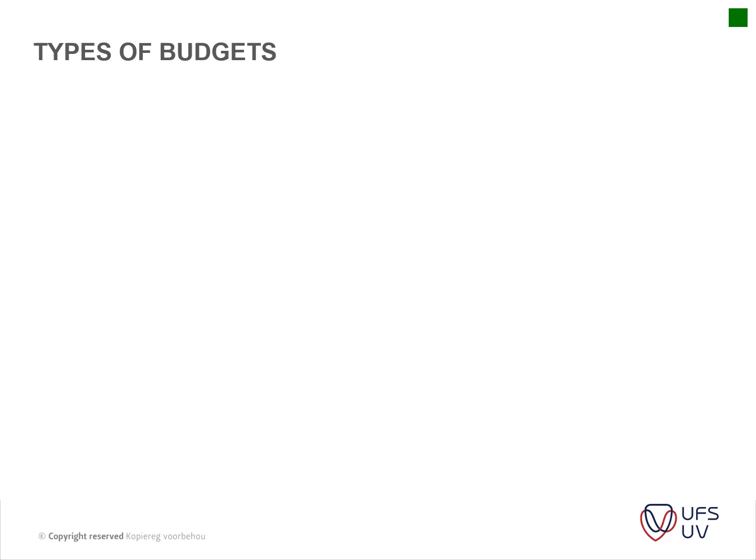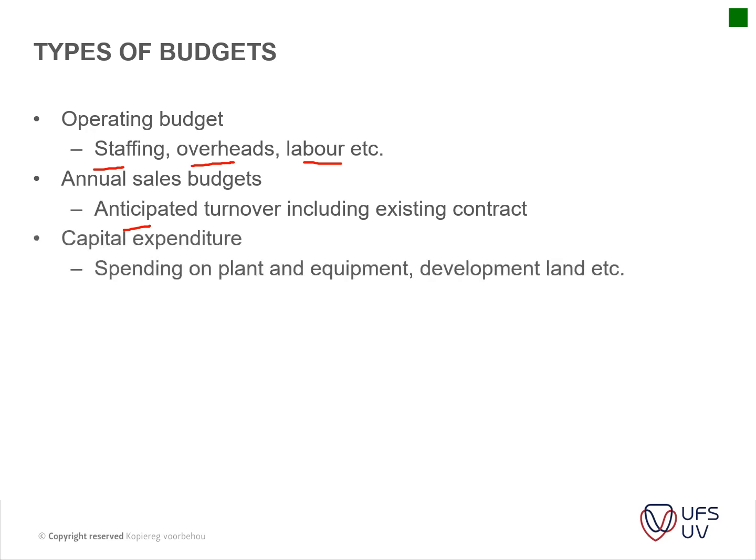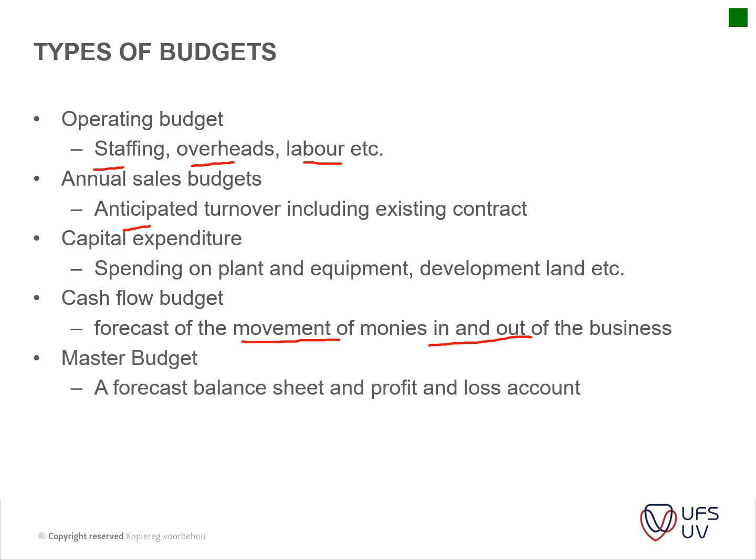And then your types of budgets. Operating budgets, just your staffing, overheads, labor. We've dealt with that extensively. Annual sales budget is your anticipated turnover, including existing contracts and so forth. Your capital expenditure is spending on plant, equipment, development of land, etc. Then your cash flow budget is your forecast for the movement of monies in and out of the business. Your master budget is the forecast balance sheet and profit and loss account.